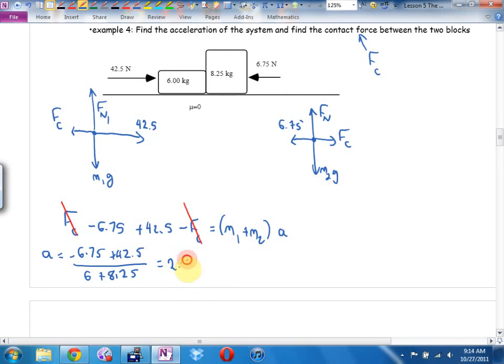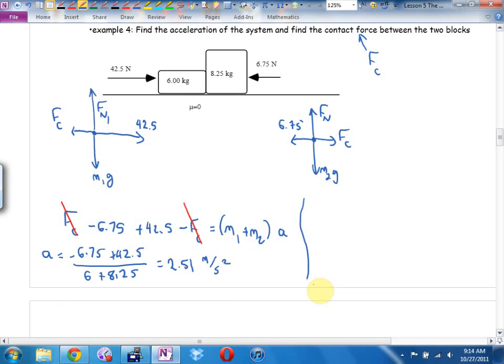So we found the acceleration. We did part A. The second part says find the contact force. How am I going to find that? Instead of looking at both masses, I'm going to look at one mass. Which mass do you want to look at? Doesn't matter. Although, try and pick the mass where the contact force is the winner, because that'll probably be easier to get the contact force by itself.